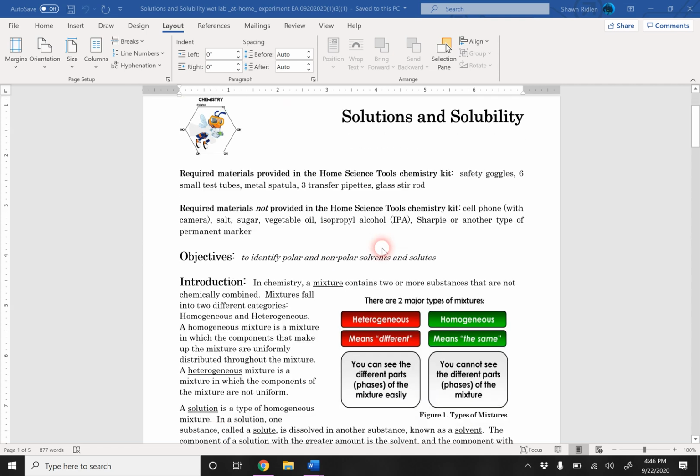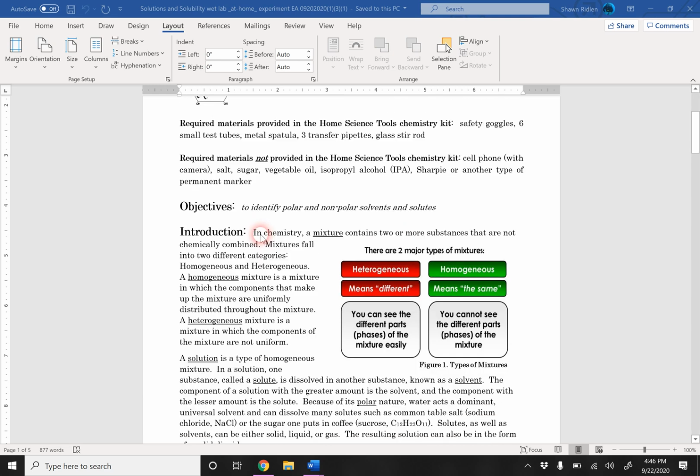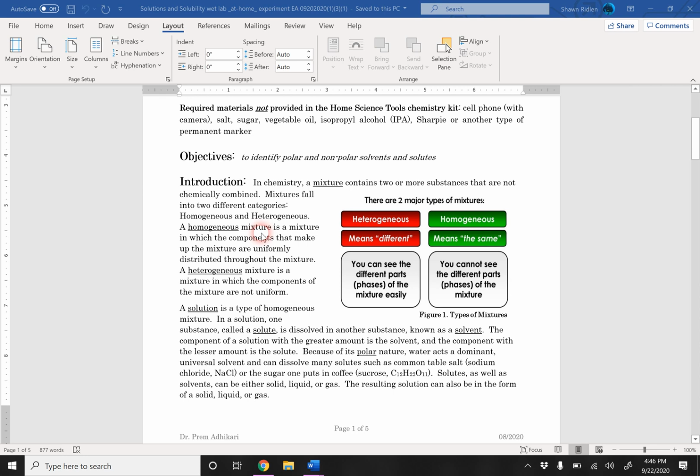Okay, so the main purpose of this lab is to identify polar and nonpolar solvents and solutes. The main two things we're going to be talking about here are mixtures and solutions. Now mixtures come in two flavors. A mixture is just something that contains two or more substances that are not chemically combined. So it could be a mixture of gases, it could be a mixture of liquids, a mixture of solids. You could have a mixture of a solid and a liquid, etc.